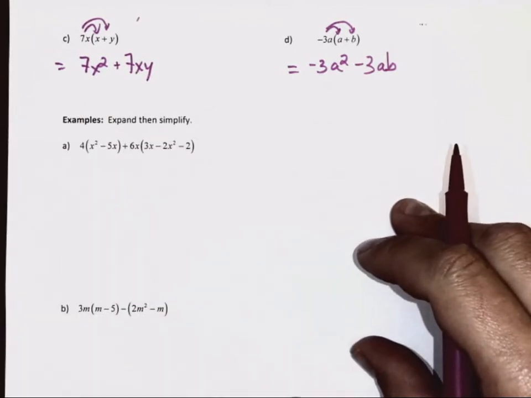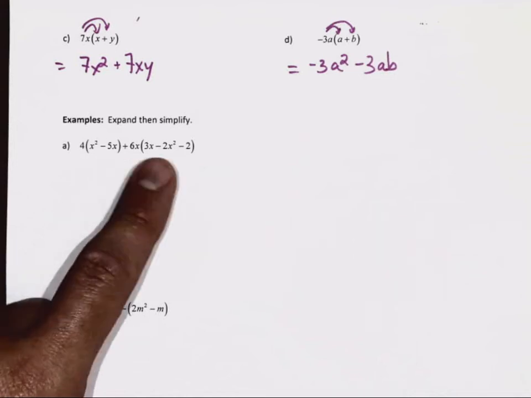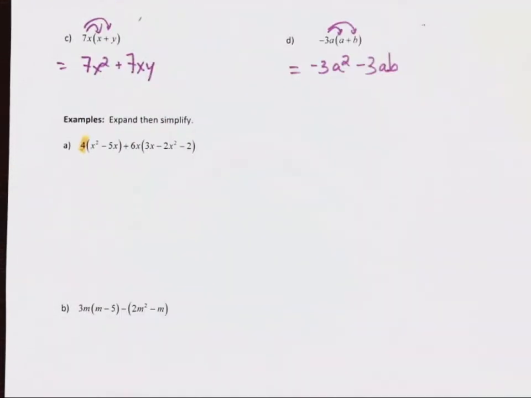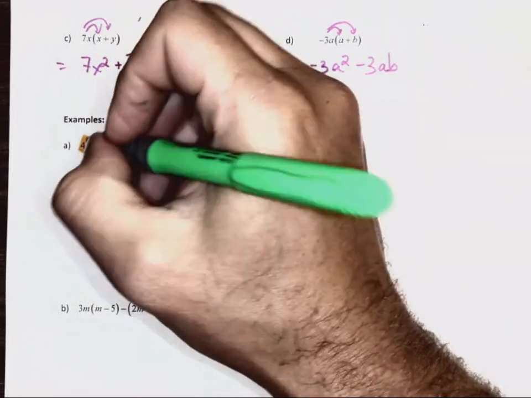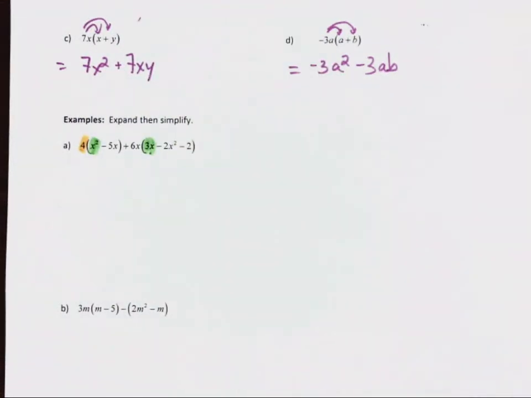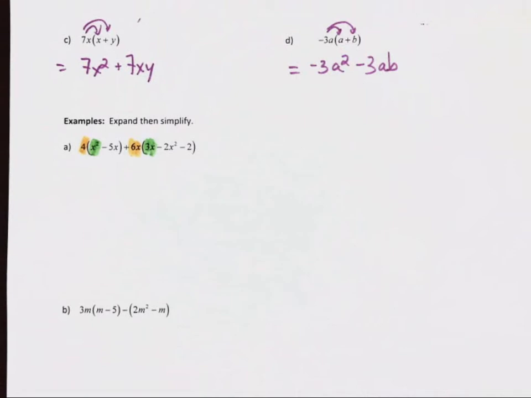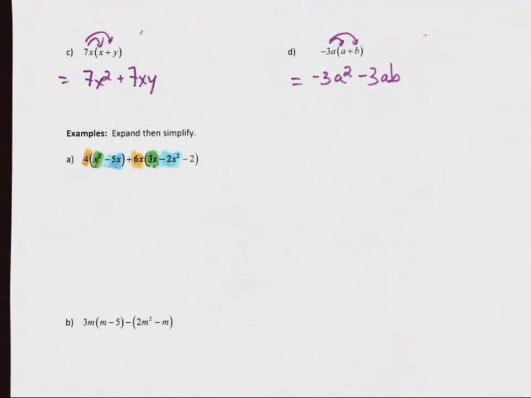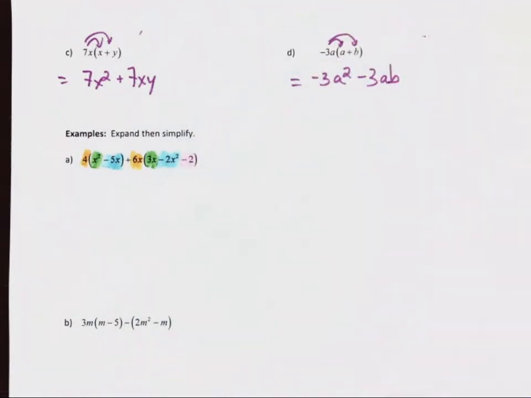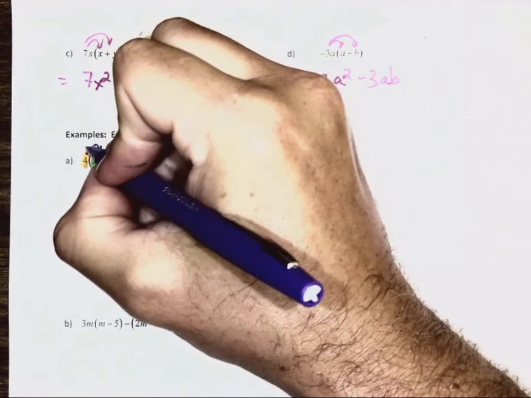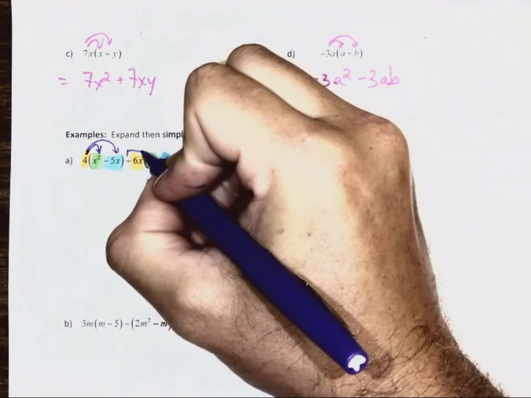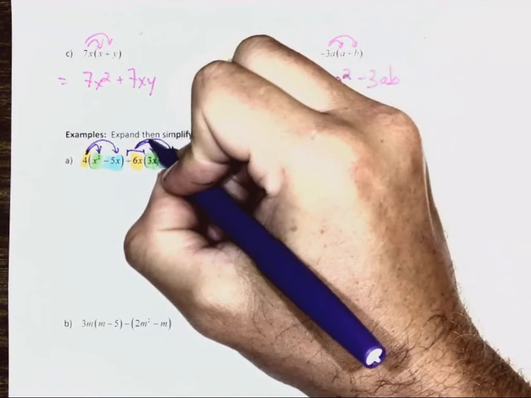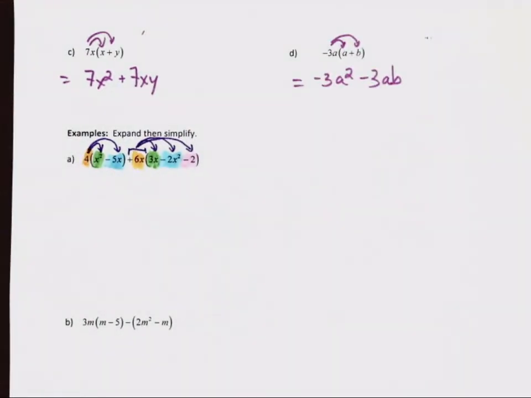Put it all together. We're going to expand each of these. We've done it with 2. We've done it with 3. So follow the pattern. Coordinating so we can follow along. We have 4 times x squared and 4 times negative 5. Then we're going to have all of this, positive 6x times 3x, positive 6x times negative 2x squared, and positive 6x times negative 2.